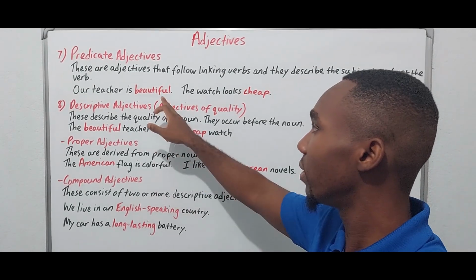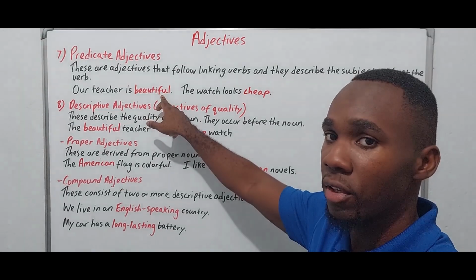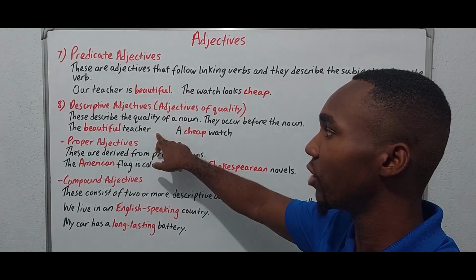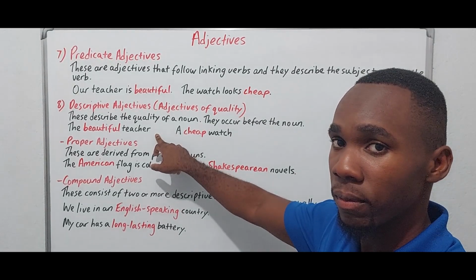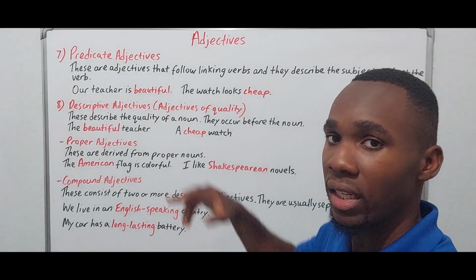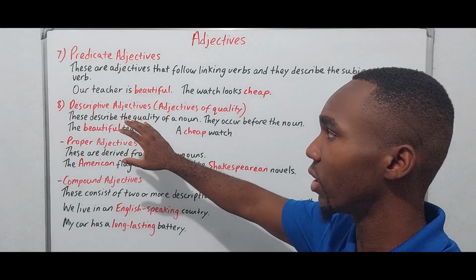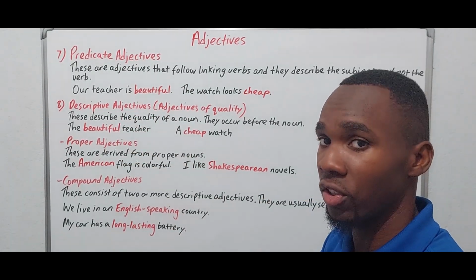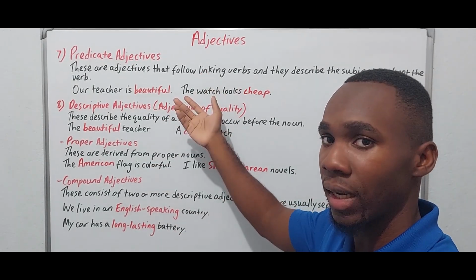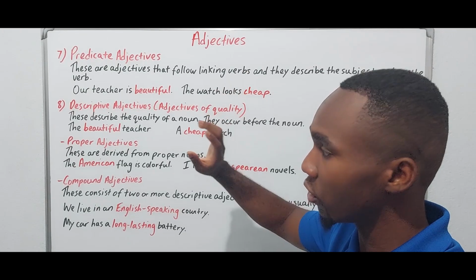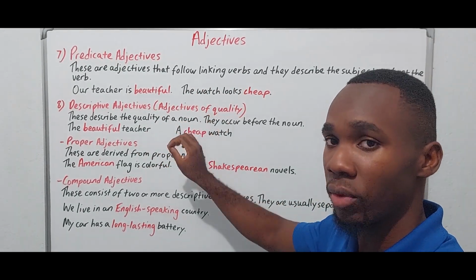The reason that this is a predicate adjective here is that it follows the linking verb, and the reason that it's a descriptive adjective here is that it precedes the noun. So these can occur in either position. So the difference between a predicate adjective and a descriptive adjective is going to come down to position. If it occurs after a linking verb, it will be a predicate adjective. If it occurs before the noun, it will be a descriptive adjective.